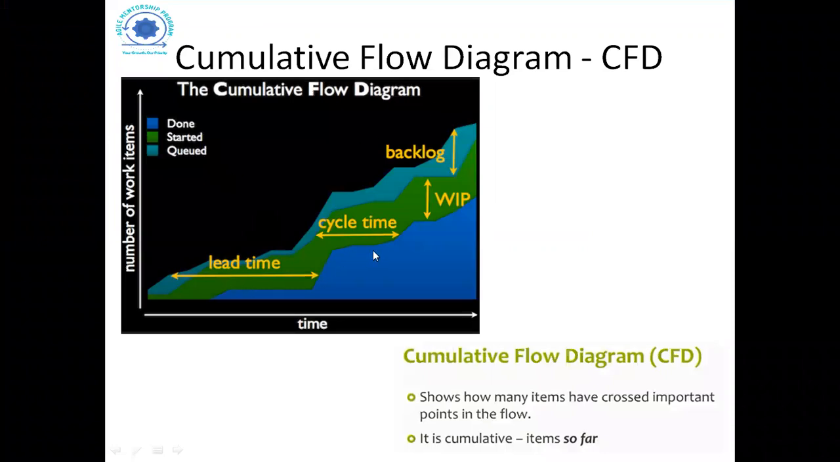This is how an actual cumulative flow diagram looks, right? You have time and a number of work item types, which is a running summary so far. How many items have crossed a certain point in the flow? When I say cumulative, it is items so far.